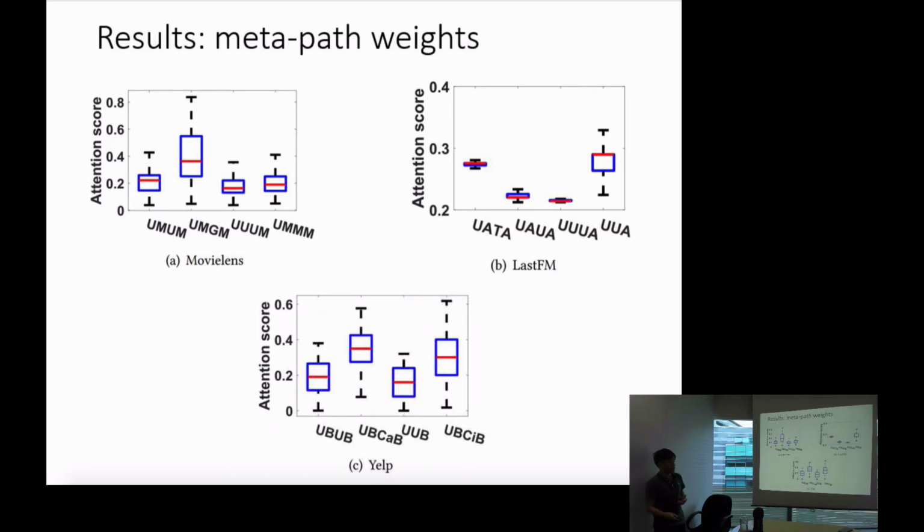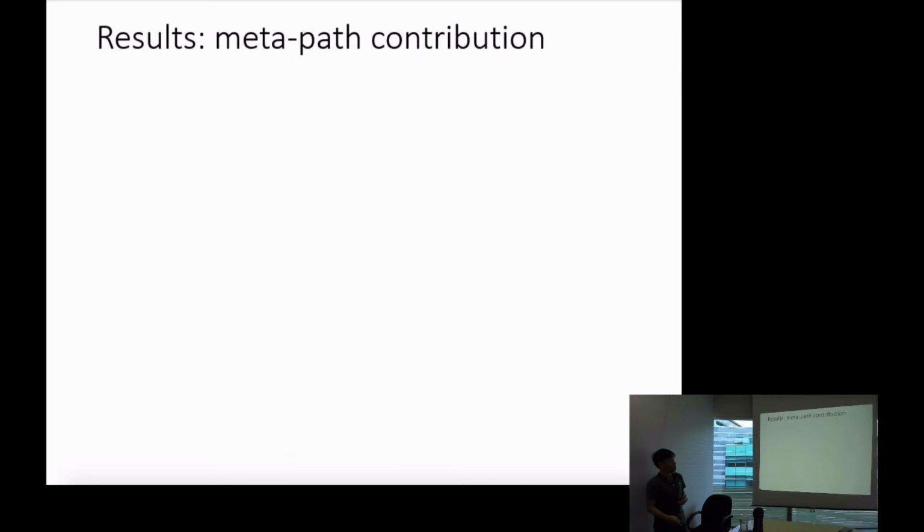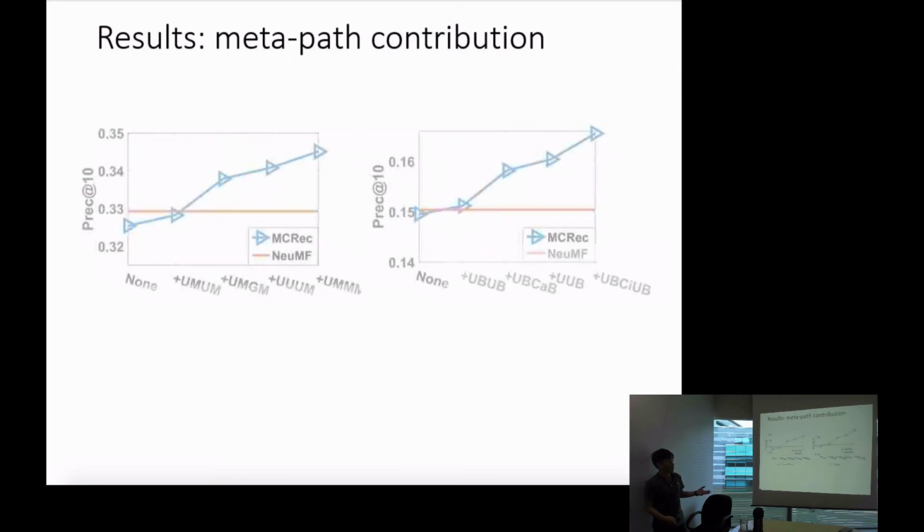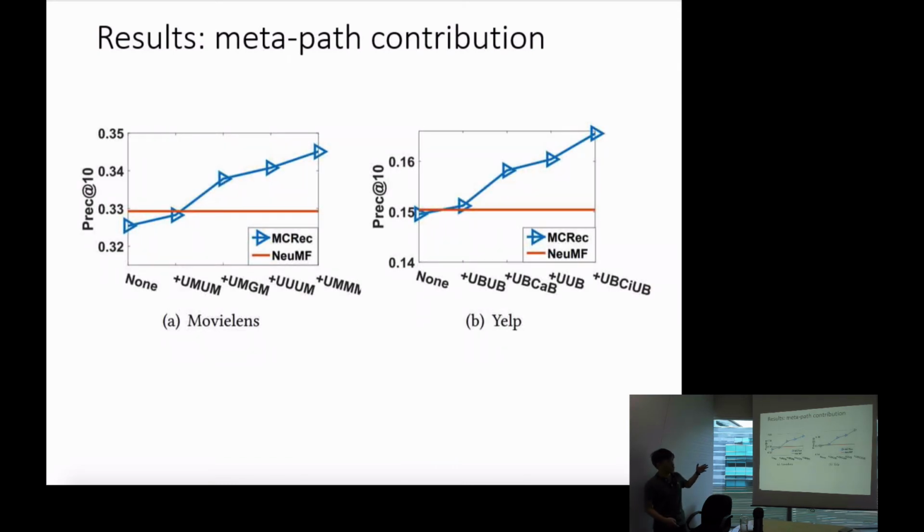They do the same for Yelp. For the contribution of metapaths, they incrementally add in each type of metapath. So at the beginning, they don't have any type of metapath. So this is the performance of the model compared to NeuMF, which is the state of the art for collaborative filtering. And then they add this metapath, they add this one, they add this one, and they add the last one. So you see the improvement increasing when you have more types of metapath.